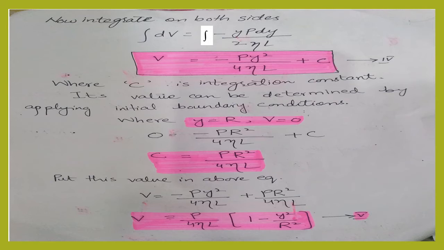We will solve for the integration constant to find its value. That can be determined by applying the boundary conditions, where y is equal to r and v is equal to 0. Then c is equal to p r square divided by 4 eta L. Using this value in equation number 4, we get v is equal to minus p y square divided by 4 eta L plus p r square divided by 4 eta L, and that gives the equation v is equal to p over 4 eta L into 1 minus y square over r square. That is equation number 5.